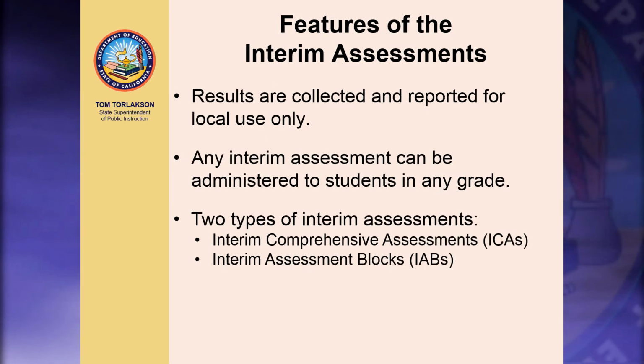The manner of administration and use of interim assessments and their results are locally determined. In addition, there is no grade level restriction on administrations of the tests, so educators may offer an interim assessment in grades above or below that in which the student is enrolled. There are 2 types of Smarter Balanced interim assessments: the Interim Comprehensive Assessments, or ICAs, and Interim Assessment Blocks, or IABs.